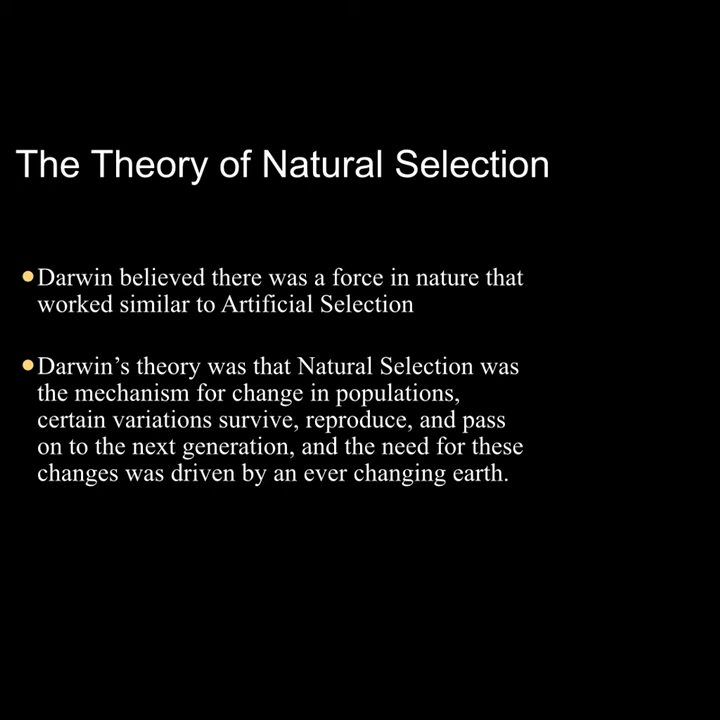Darwin's theory was that natural selection was the mechanism for the population to change, certain variations to survive and reproduce and pass on to the next generation. The need for these changes was driven by the ever-changing earth.